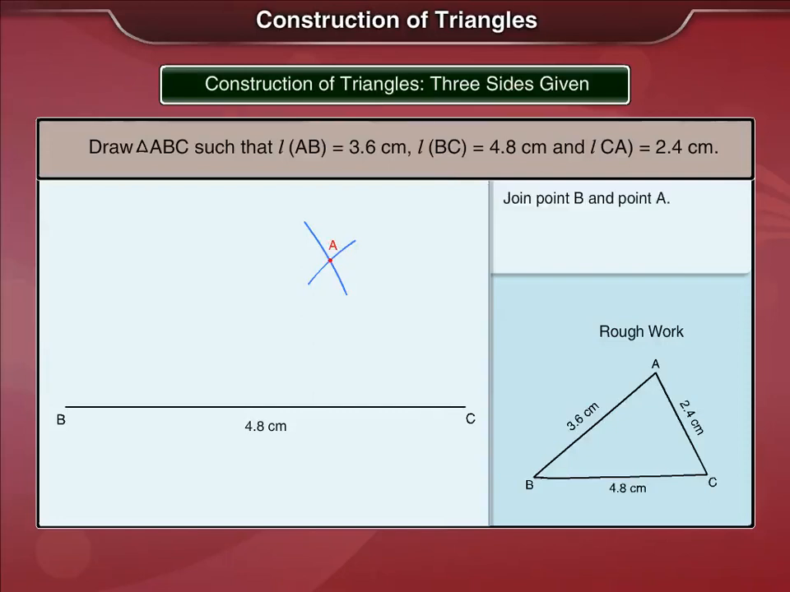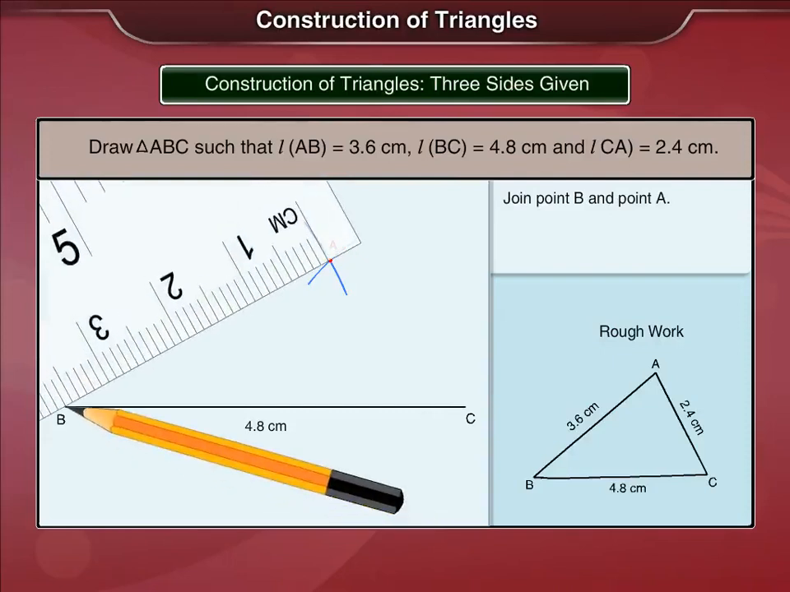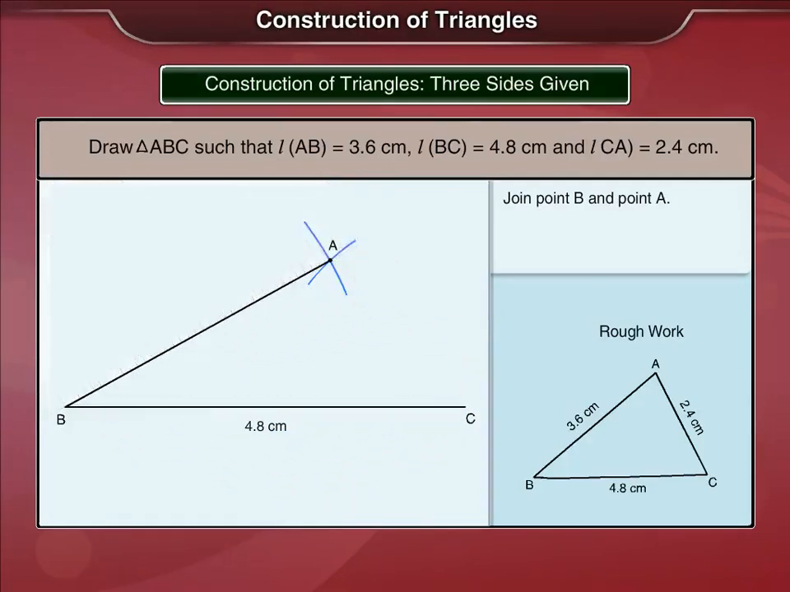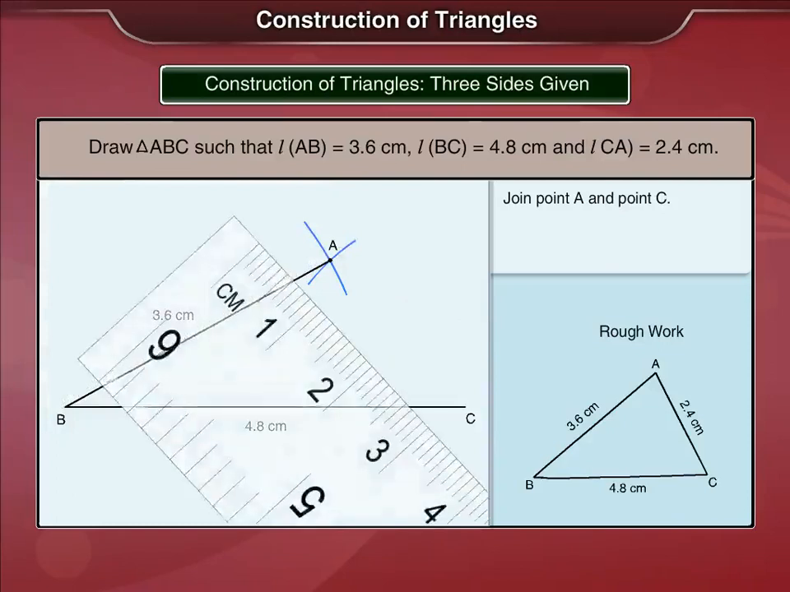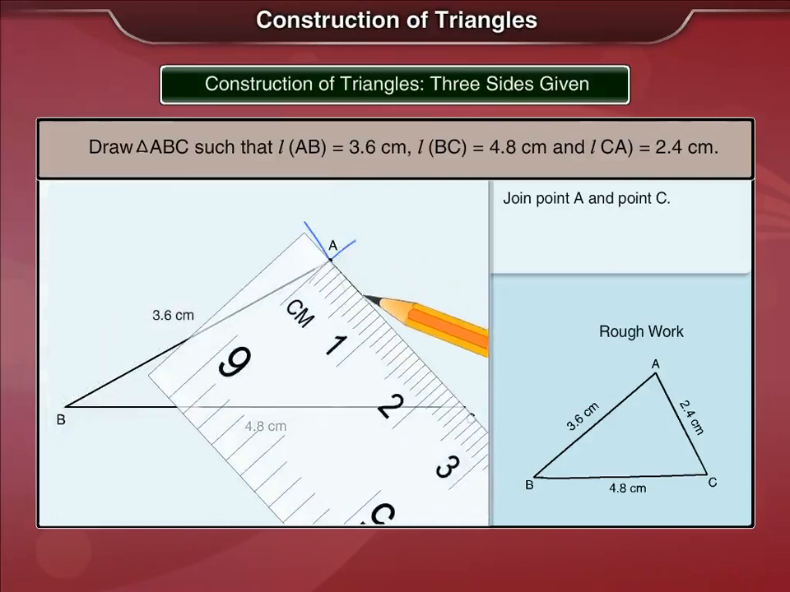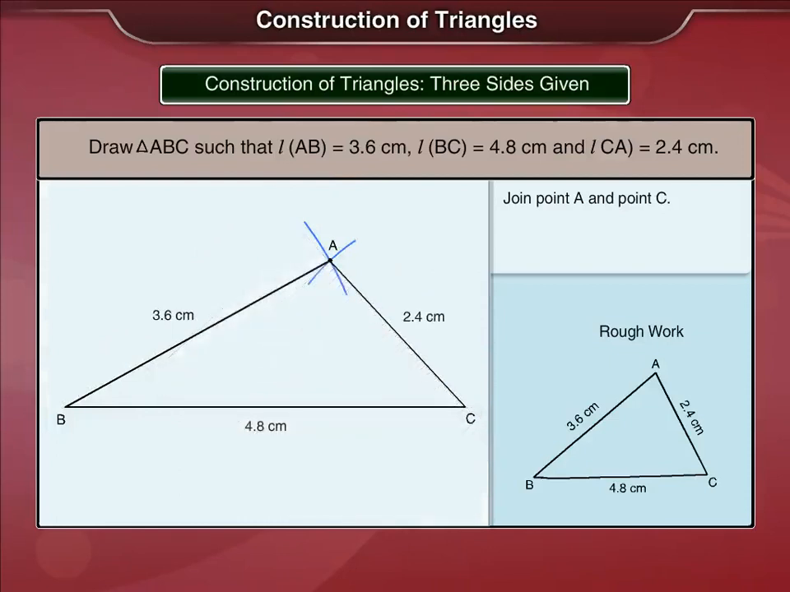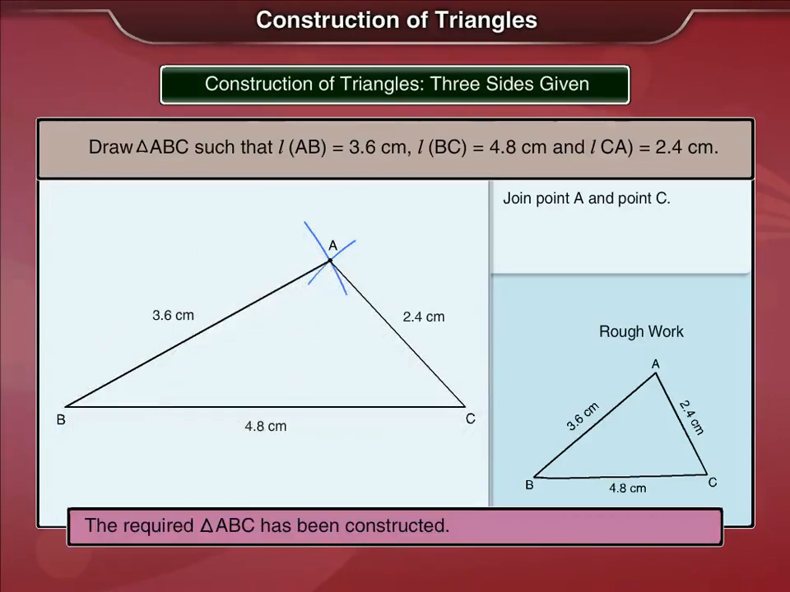Now let us draw another triangle of the same measure on the lower side of side BC. First, draw a rough figure. To draw triangle ABC, first draw segment BC of length 4.8 centimeters.